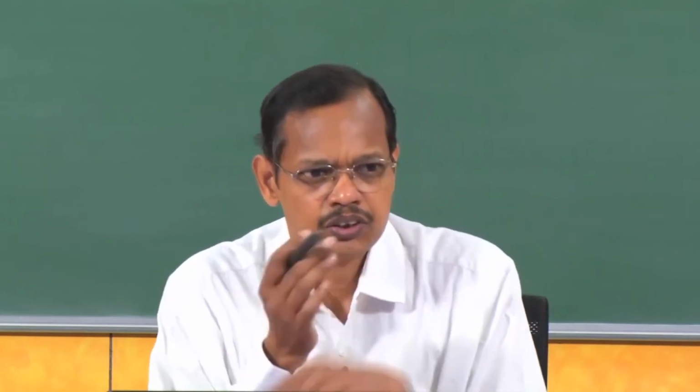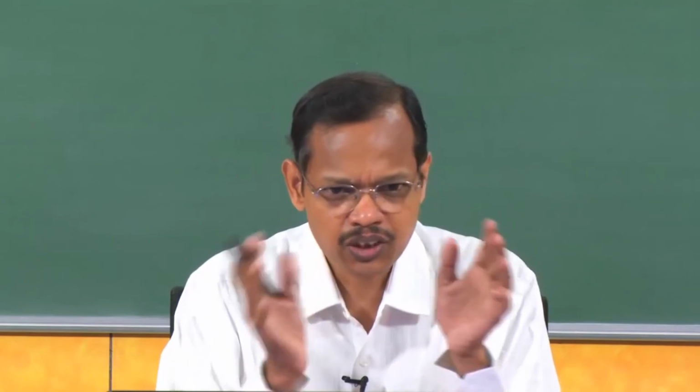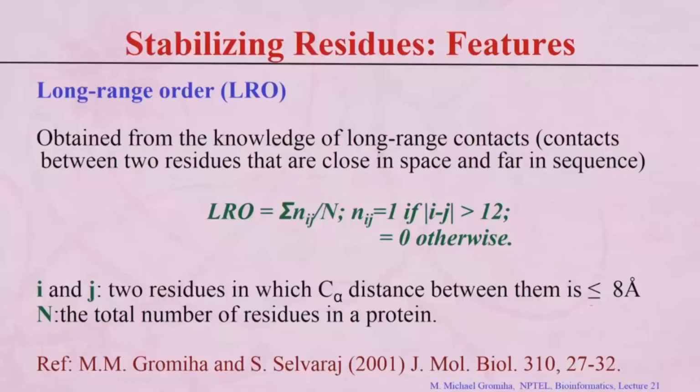Then the second feature we can use is long range order. What is long range order? The number of contacts greater than a cutoff. So, you count the contacts which are close in space but far away in the sequence. You have two parameters to fix: one is the distance in space, where we use 8 angstrom, and the other is the distance in the sequence. Here also we can vary the distance, and we use a cutoff of 12 residues. You can identify the residue pairs and see which are at least 12 residues apart.